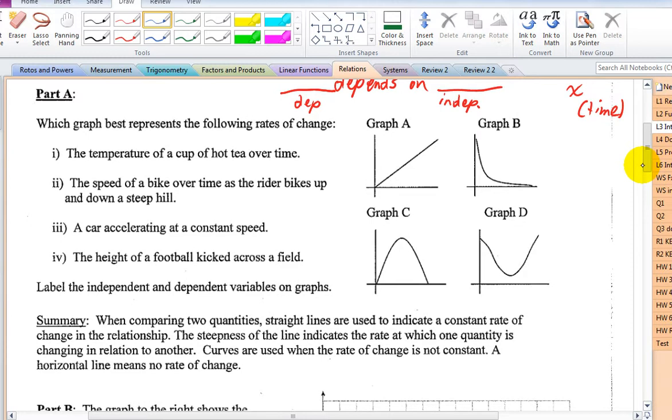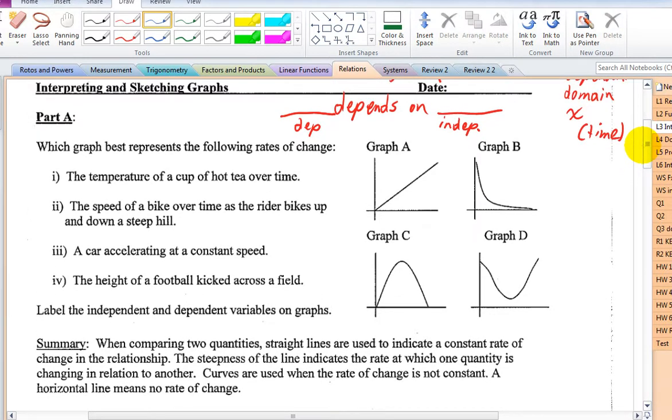So let's look at some situations and come up with some graphs. Which graph best represents the following rates of change? The temperature of a cup of hot tea over time. So what's going to happen with the temperature? Is the temperature going to start low or high? High. Okay, and then what's going to happen over time? The temperature is going to drop and decrease. Eventually it's going to level out. Why will it level out? What's it reaching? Room temperature. Exactly, it's reaching room temperature.